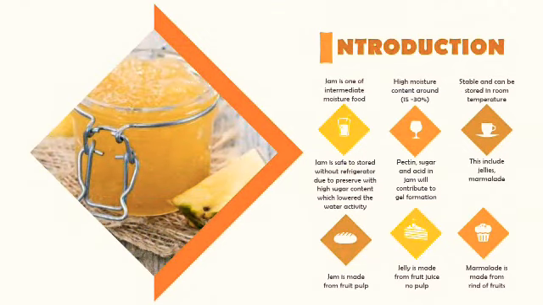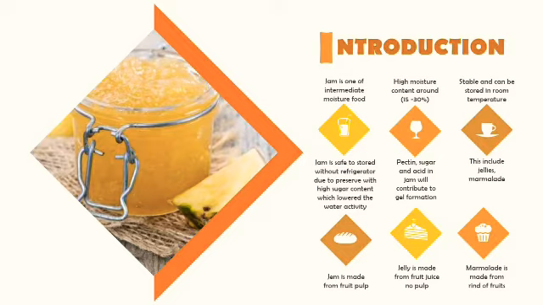We will start with introduction. Jam is one of intermediate moisture food that contains high moisture content, around 15 to 30%. This kind of food is stable and can be stored at room temperature. It is safe due to being preserved with a high amount of sugar that can lower the water activity. Pectin, sugar and acid will contribute to gel formation. This kind of preservation can be applied in making of jellies and marmalade.